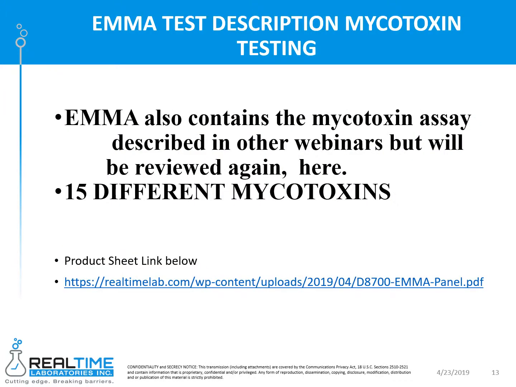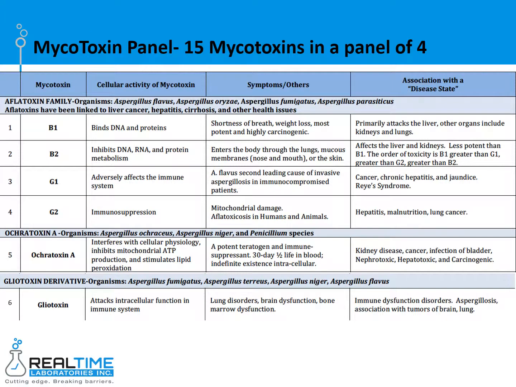So, in review, EMMA tests descriptions of mycotoxin testing also, and we've talked about these in webinars before. What are the mycotoxin assays that we do? EMMA has these 15 different mycotoxins. We have a product sheet, and you can link to that product sheet and read all about that as well by just clicking through to that. The mycotoxin panel, the 15 mycotoxins, we have 4 aflatoxins, and I've pointed out that B1 is the most carcinogenic listed by CDC and the World Health Organization.